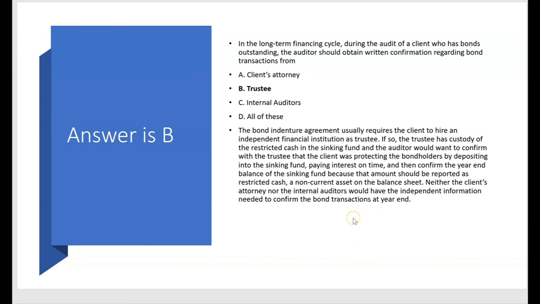Neither the client's attorney nor the internal auditors would have the independent information needed to confirm the bond transactions at year end. So the best answer here would be the trustee, because if the client had to hire the independent financial institution as the trustee, then the trustee would have custody of this restricted cash, and then the auditor would go after the trustee for confirmation of the transactions and the balances. The auditor would confirm with the trustee that money was deposited into the sinking fund during the year, that the interest payments were made on time, and the balance in the sinking fund at year end would be confirmed with the trustee.